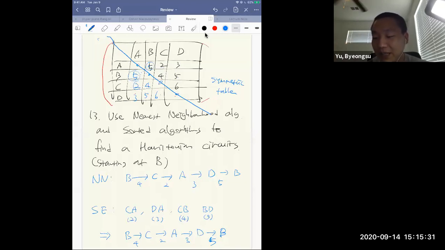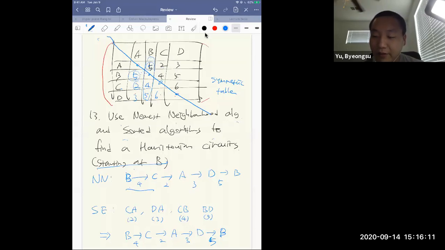From this, use the nearest neighbor algorithm and the sorted edge algorithm to find Hamiltonian circuits starting at B. So starting at B, we definitely put B first. Then from this table, the nearest one from B is C, because if you want to go to A or D, you need to take 5 minutes, but if you want to go to C, it only takes 4 minutes. So just take C as the next point.